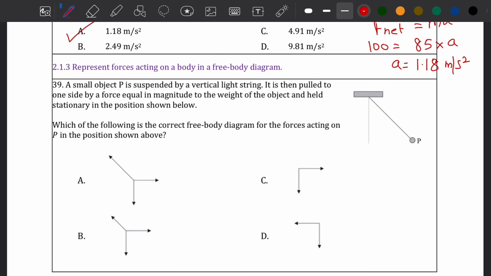Next, a small object P is suspended by a vertical light string. It is then pulled to one side, so we'll draw it on the diagram, by a force which is equal to its weight. So the weight should have the same length as the force which we have drawn. So this will be the weight. And it is held stationary. So if these two forces are trying to pull the object, there will definitely be a tension force acting, and that tension force will be on the string like this. So our answer will be A.